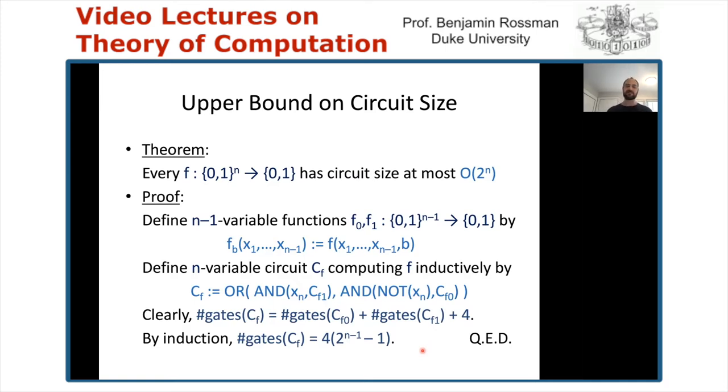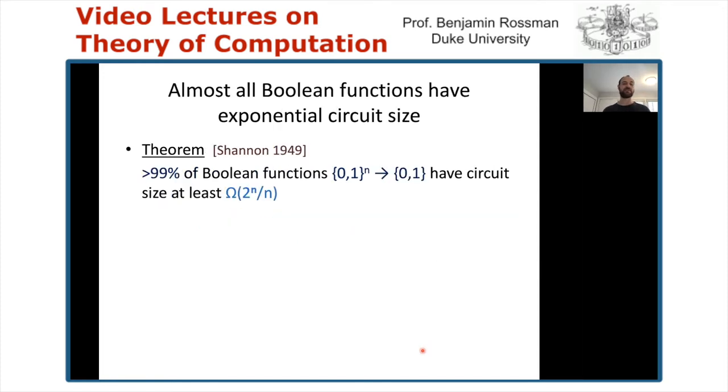And actually a stronger upper bound is known. It was shown by Lupanov, I believe, in 1958, that you can construct circuits of size order 2 to the n divided by n, so slightly smaller. And that's by a more clever construction. And that turns out to be tight.